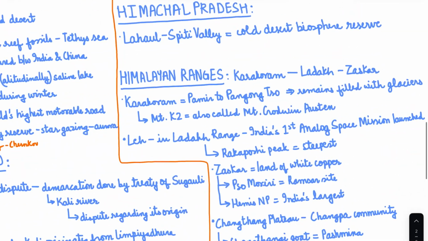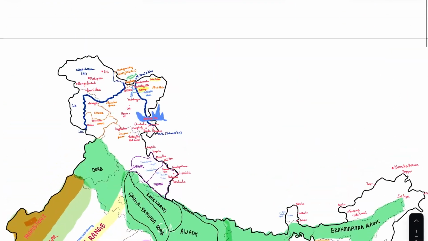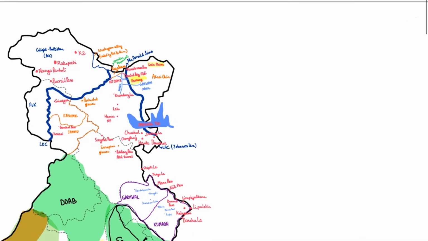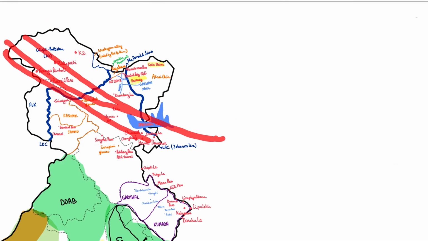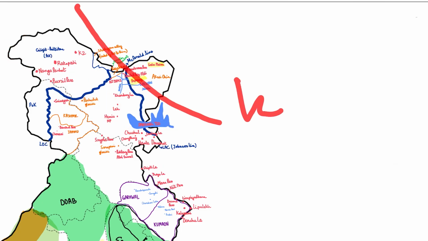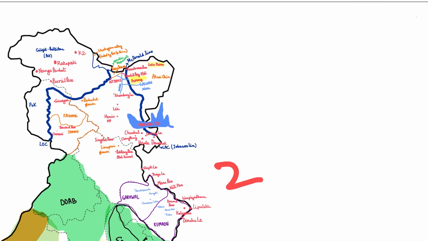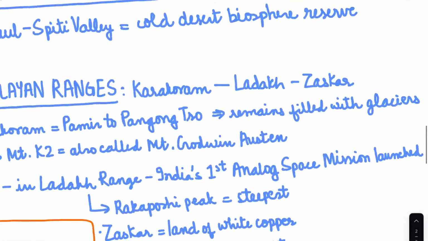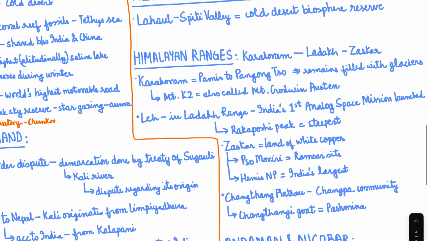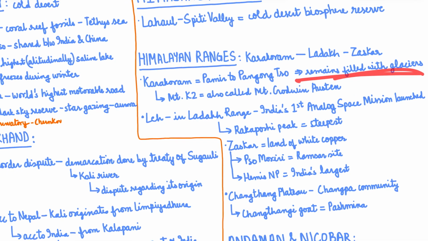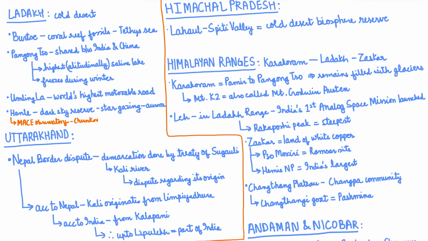So in Himalayas, the order is first there is Karakoram, then Ladakh, then Zanskar, then Pir Panjal. So this is the order: Karakoram, Ladakh, Zanskar, then Pir Panjal. So in the Karakoram range, which extends from Pamir North to Pangong Tso, remains filled with glaciers, and Mount K2, also called Mount Godwin Austen, is in the Karakoram range.